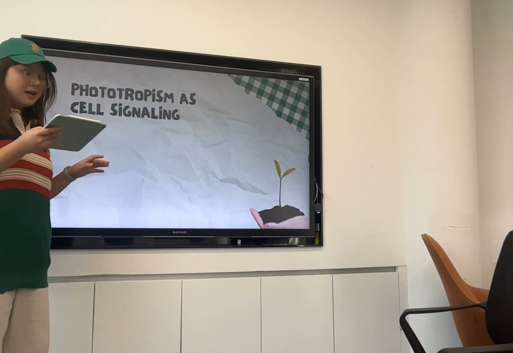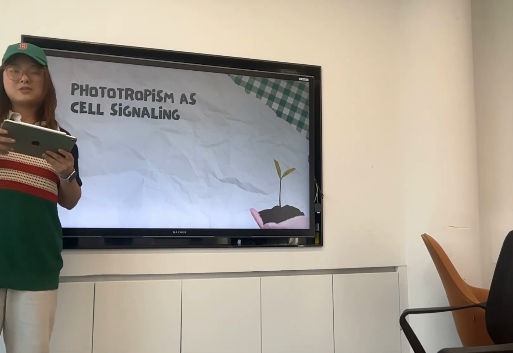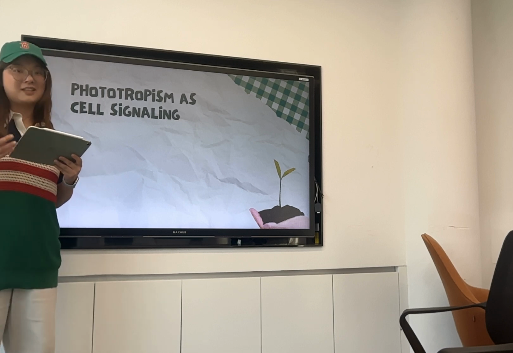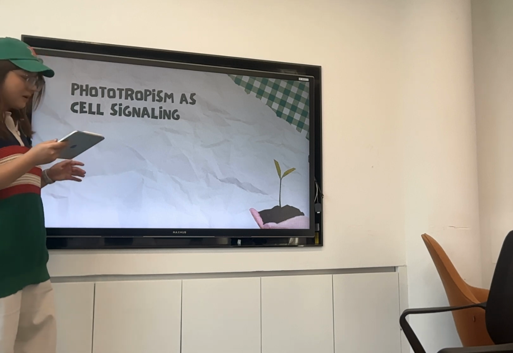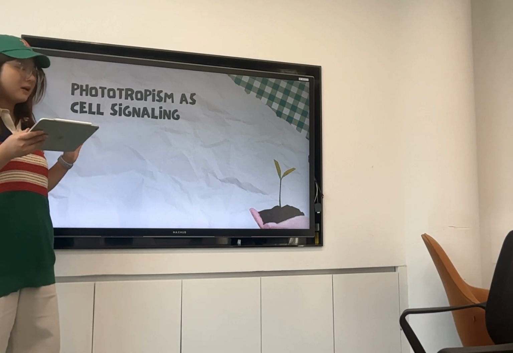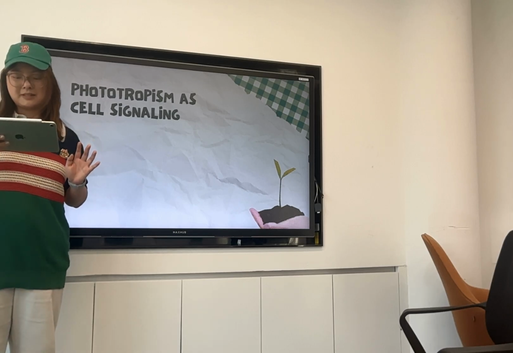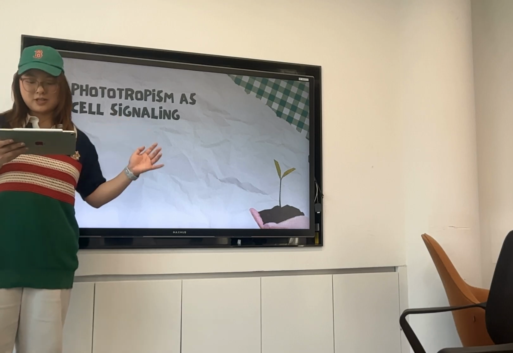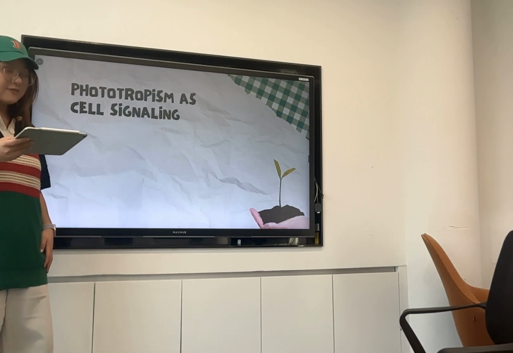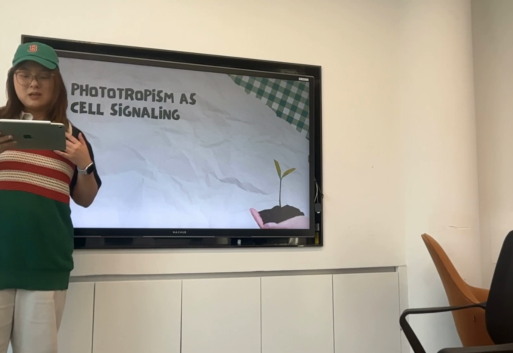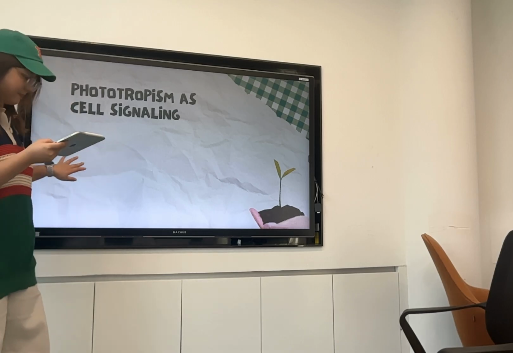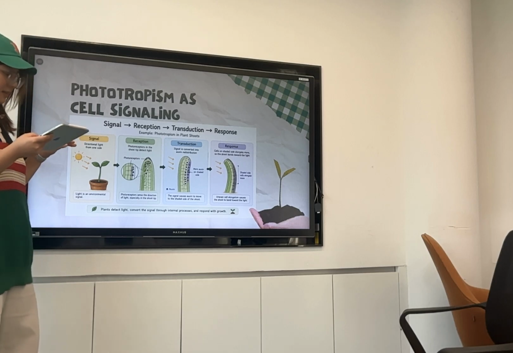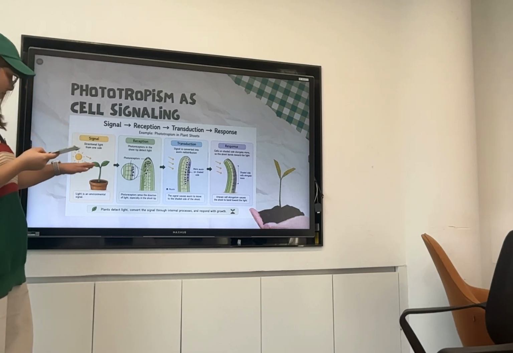Now let's connect this topic to the major BIOL110 concept we've been learning recently, cell signaling. In BIOL110, we learned that many biological responses follow this pattern: from signal to reception to transduction and to response. For phototropism, we can match each step. The signal is the light, meaning light comes from one side.